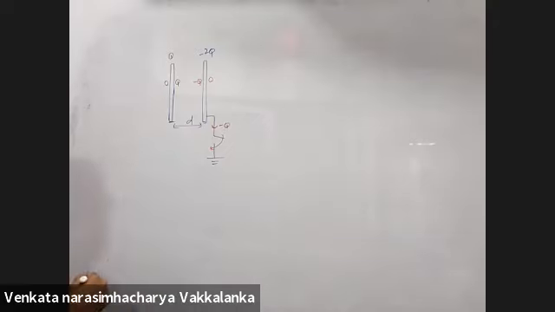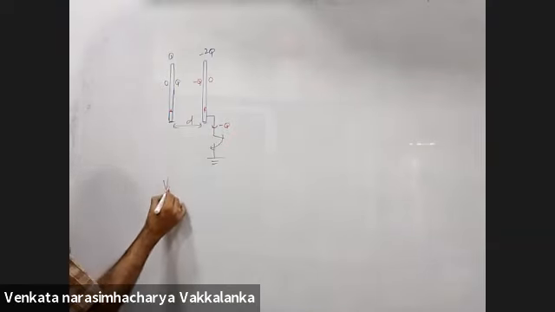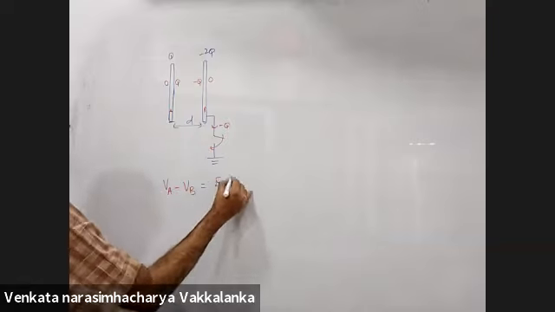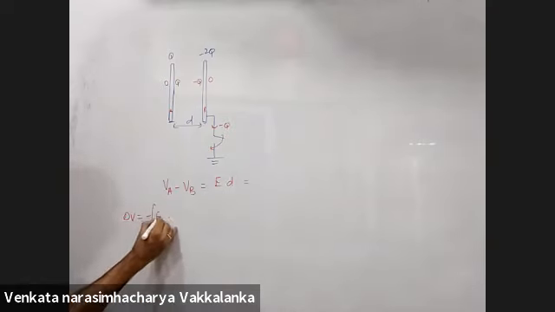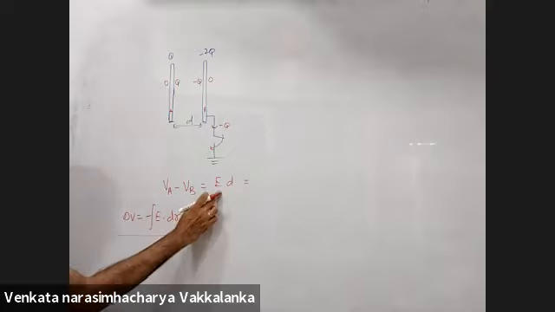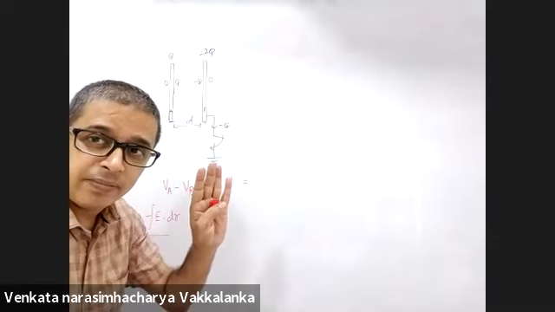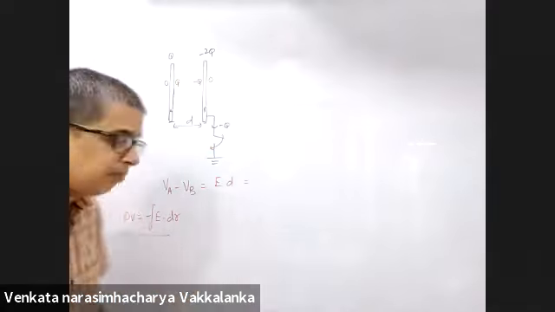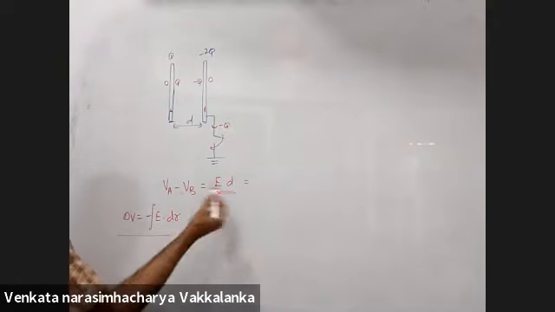Now, I need to have one understanding here. If I call this plate A and B, can you tell me what is VA minus VB? That will be field into distance between them, because delta V is minus integral E dot dr. Now field is uniform. Who told you field is uniform? I have taken infinite large plates. Field is independent of distance and uniform. So E into D.